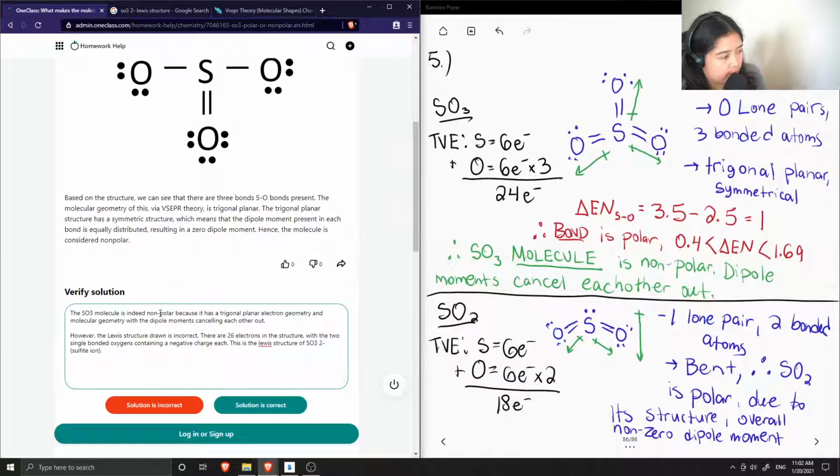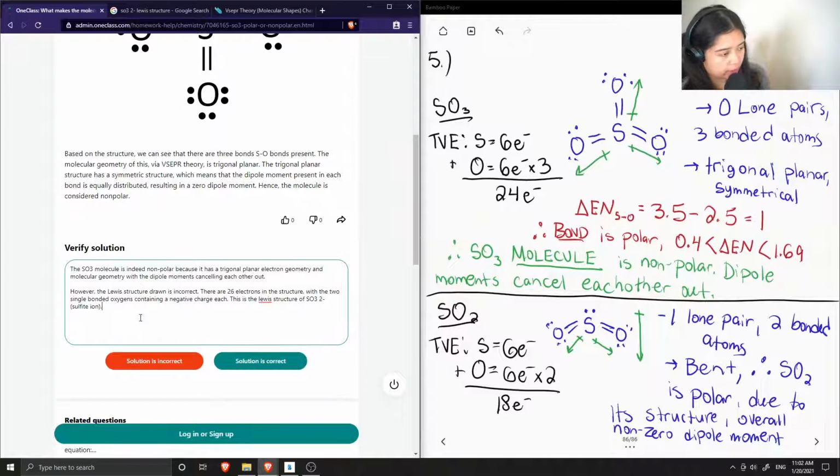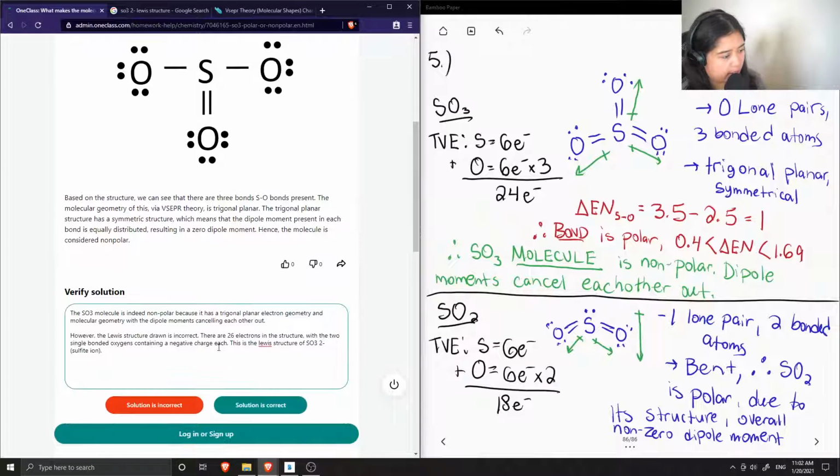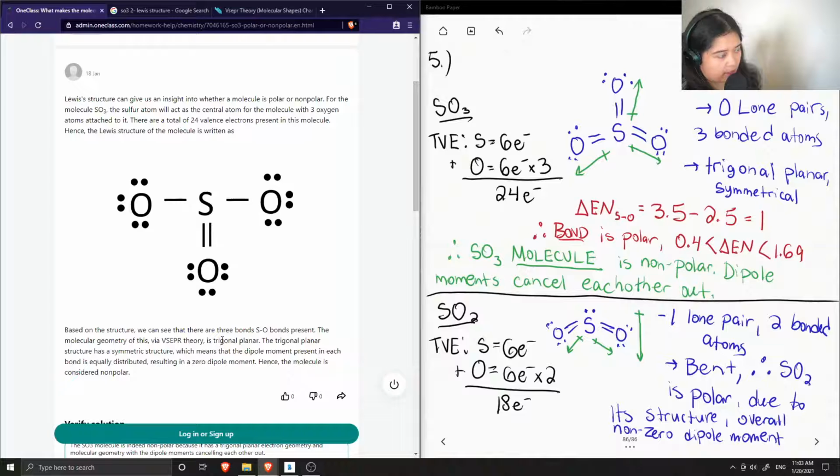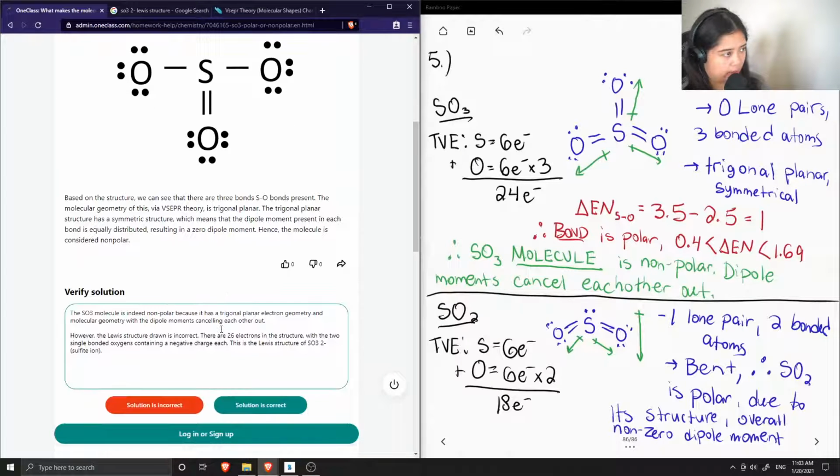Okay, so I said the SO3 molecule is indeed nonpolar because it has a trigonal planar electron geometry and molecular geometry, with the dipole moments canceling each other out. However, the Lewis structure drawn is incorrect. There are 26 electrons in the structure, with the 2 single bonded oxygens containing a negative charge each. This is the Lewis structure of SO3 2-, which is the sulfite ion. Okay, so I'm going to say that this solution is incorrect, just because the Lewis structure is incorrect as well.